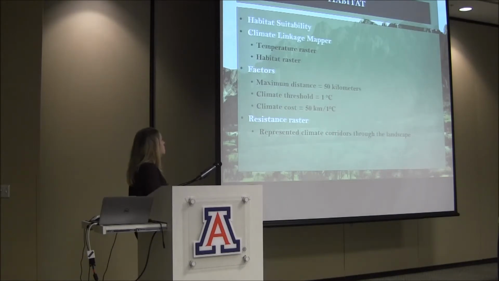From there, the temperature rasters and habitat rasters were put into a script for ArcMap called Climate Linkage Mapper, which models climate gradient corridors based on cost distance. And a number of factors were used. Sky islands were only linked if they were less than 50 kilometers apart, and their minimum mean annual temperature differed by at least 1 degree Celsius, which represented the linkage's capacity to continue to provide thermally suitable habitat. And the output of this was a resistance raster, which represented climate corridors through the landscape.